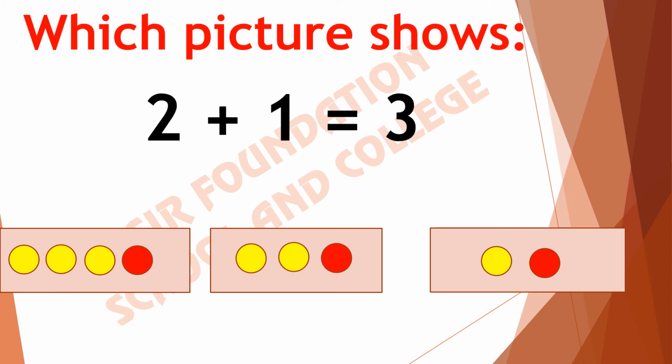Students, you will find out the correct answer and you will tell me which picture shows 2 plus 1 equals to 3. Take your time. Second picture. In the second picture we can see that there are 2 yellow circles and 1 red circle. There are 3 circles in total.